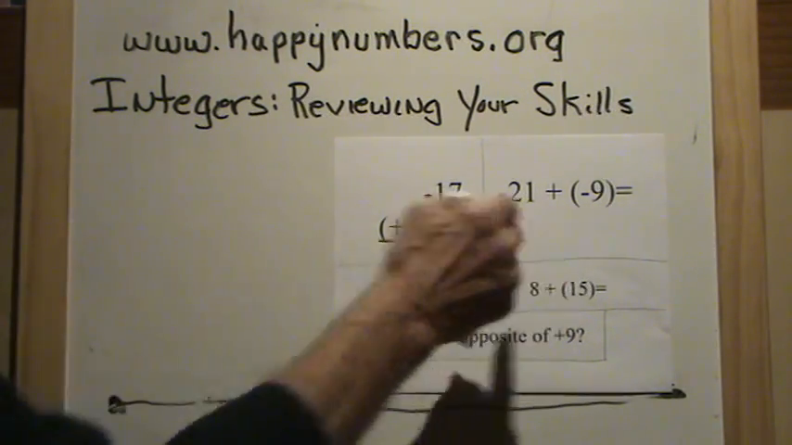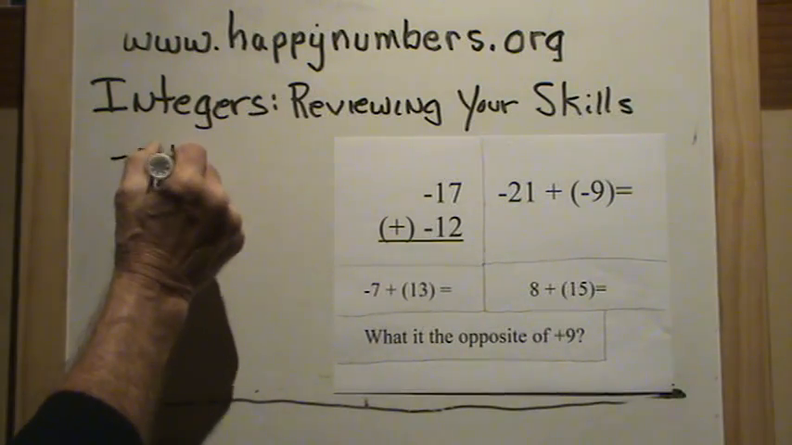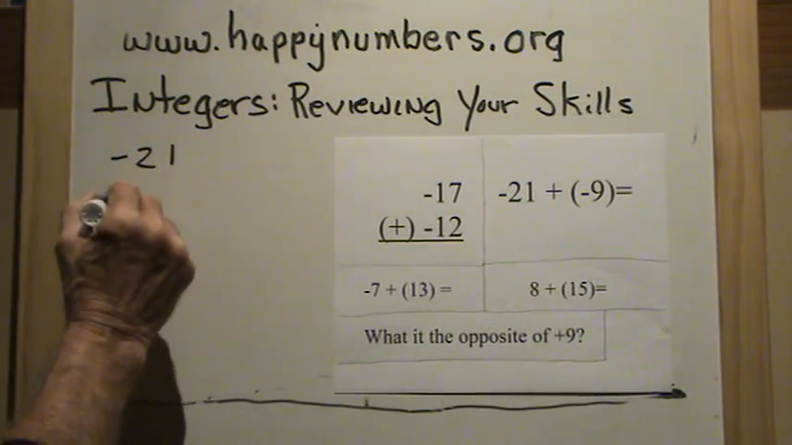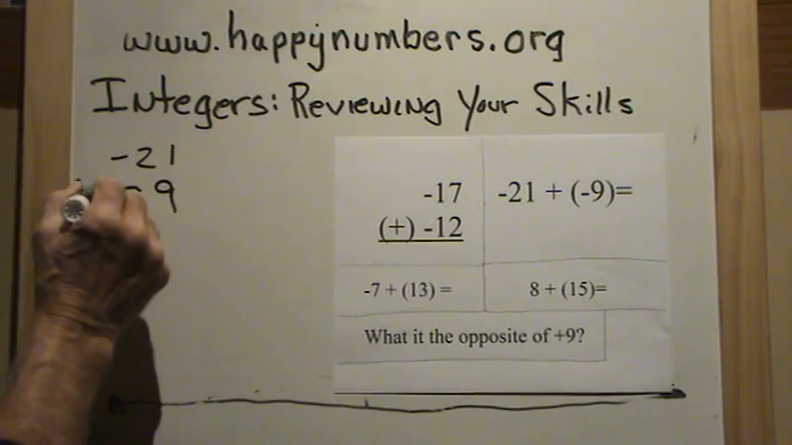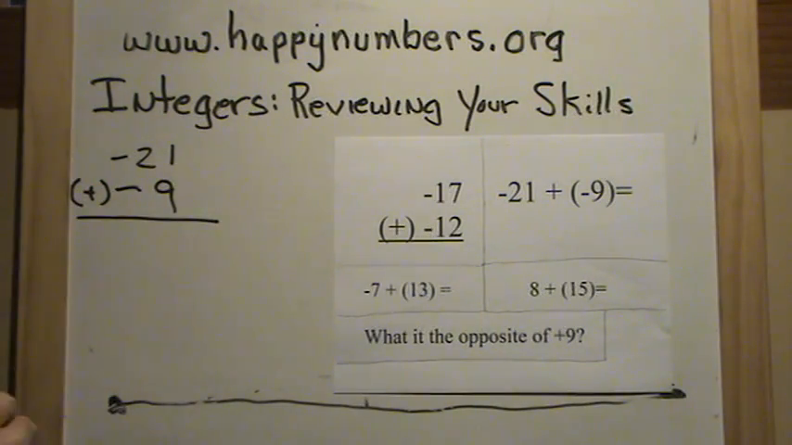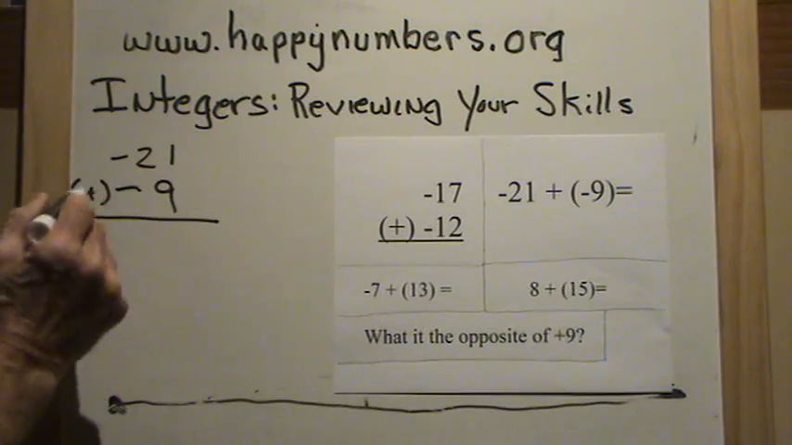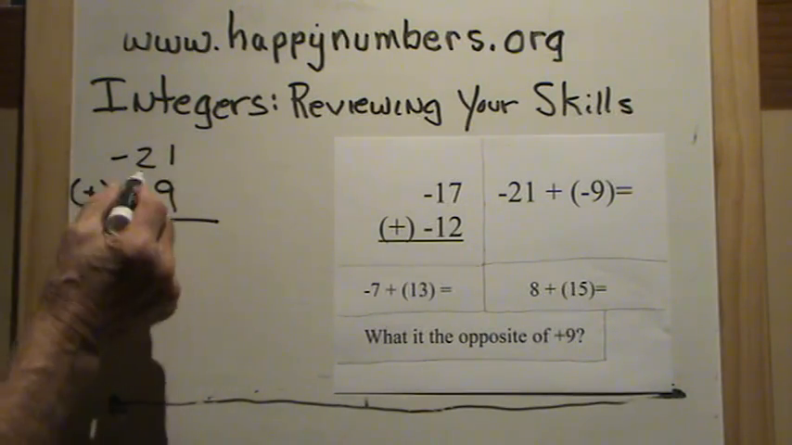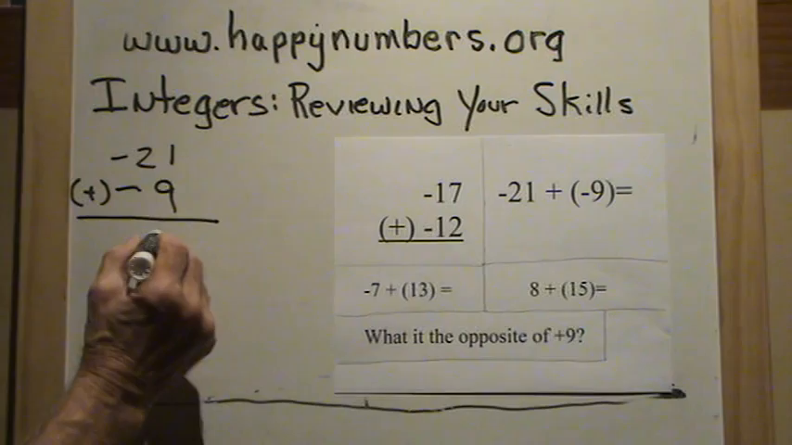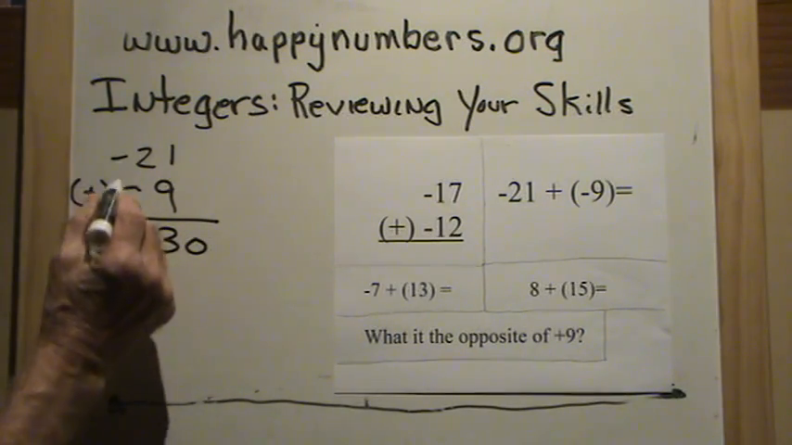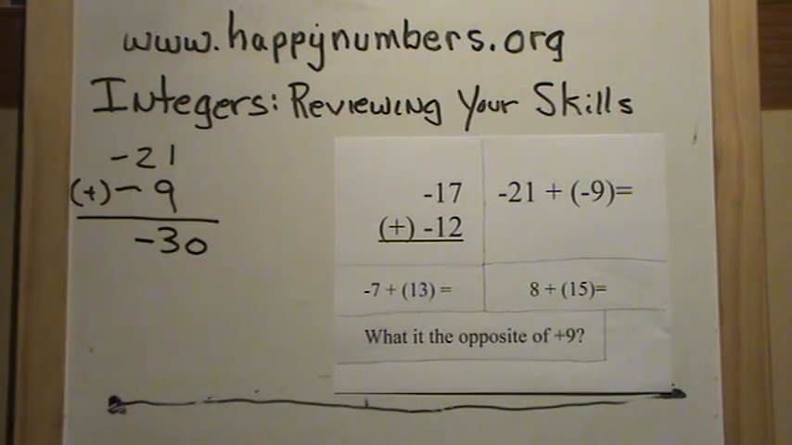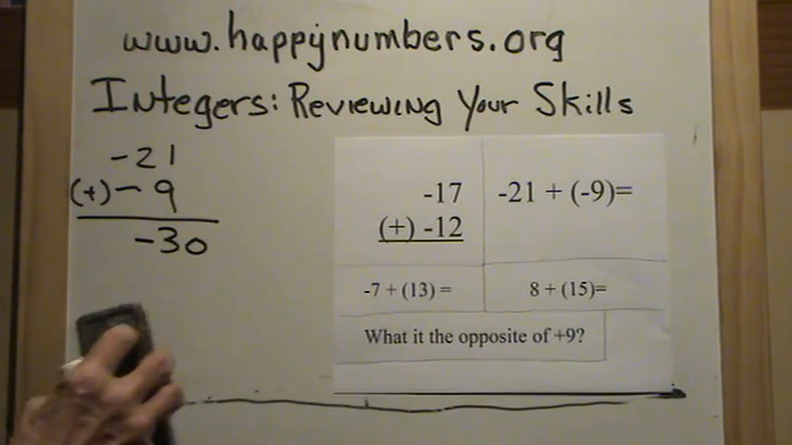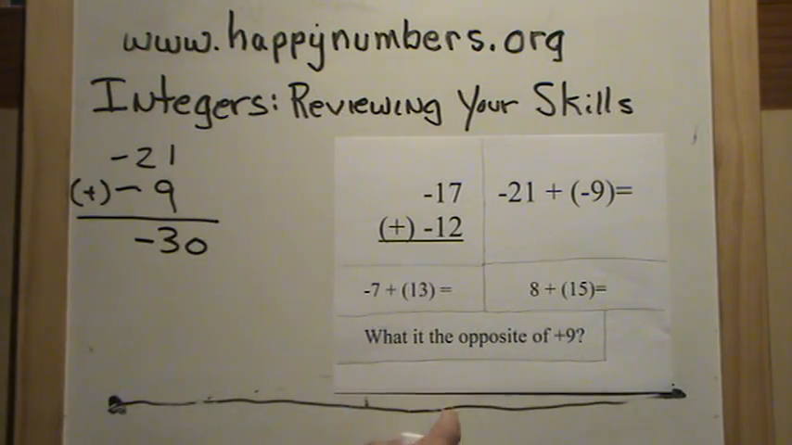Let's look at the second one here. Negative 21 plus negative 9. I'm going to write it this way. Well, again, the signs are similar, so I just combine the numbers. 21 and 9 will give me 30, and I use the similar sign. So that's negative 30. And you could picture it on a number line. If you went to negative 21 and then you went in a negative direction 9 more, you'd wind up at negative 30.